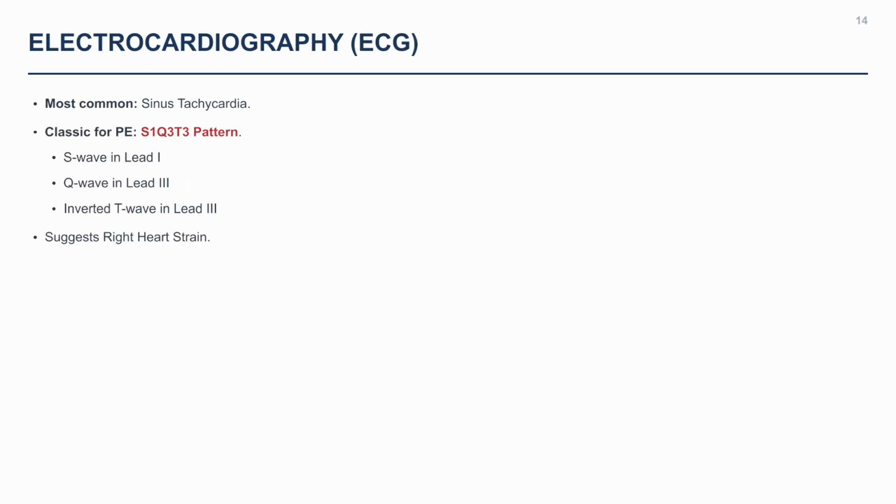The most common ECG finding in PE is simply sinus tachycardia. The classic finding that Step 2 loves to test is the S1Q3T3 pattern: an S wave in lead 1, a Q wave in lead 3, and an inverted T wave in lead 3. This pattern reflects acute right heart strain from the increased pulmonary pressure. However, remember, it is neither sensitive nor specific. Sinus tachycardia alone should keep PE on your differential.